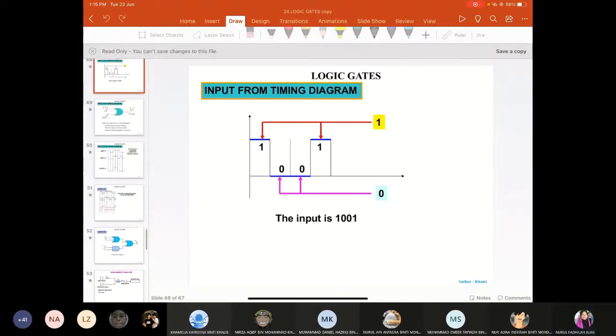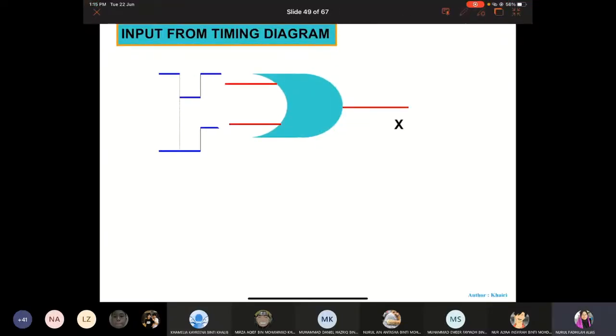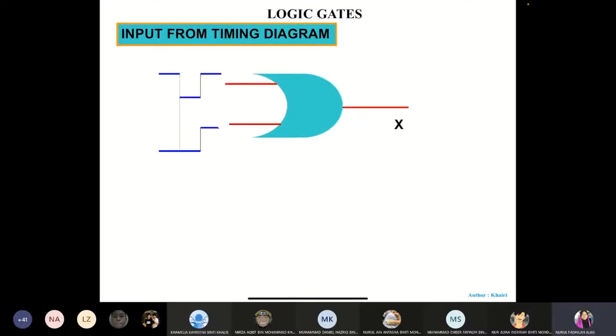Okay. Now, let's look at this. So this is, you are not given the digits. So you are given diagram like this. So what is the input? So katalah ni A, ni B. So what is input A, class?